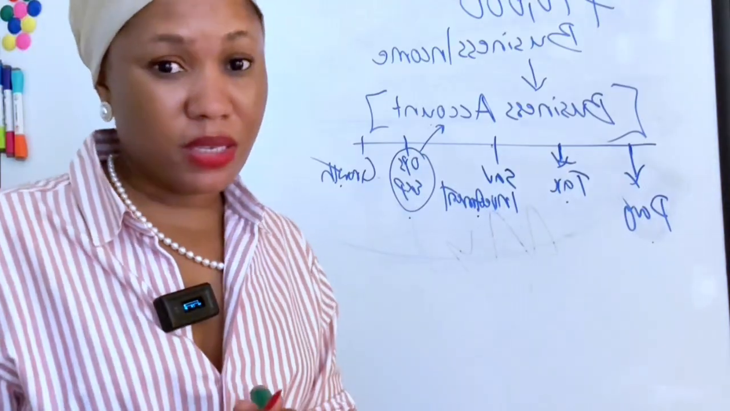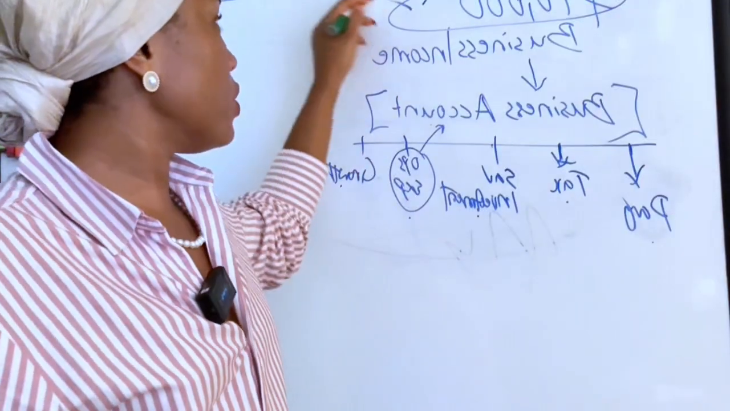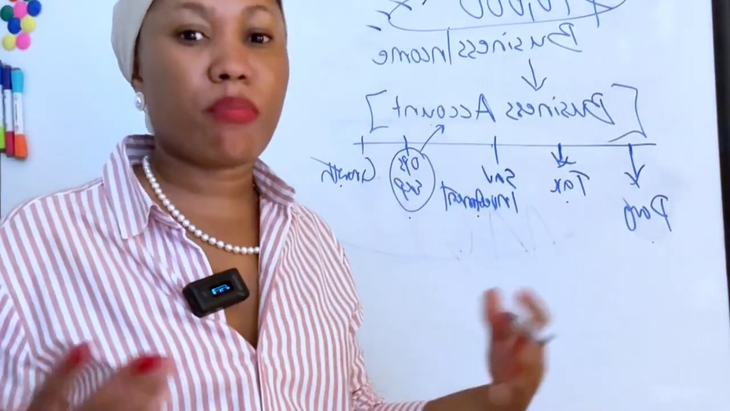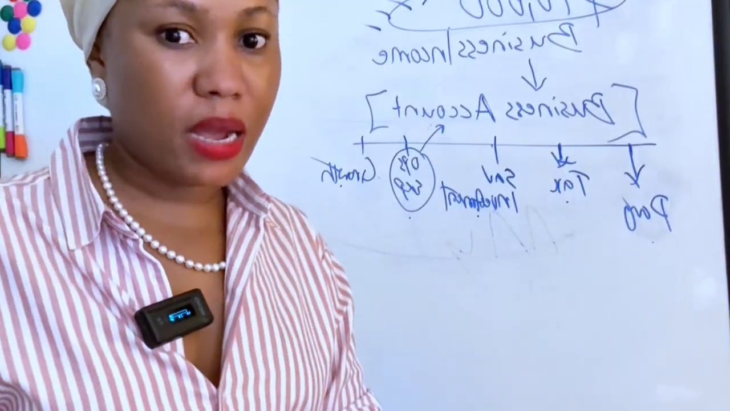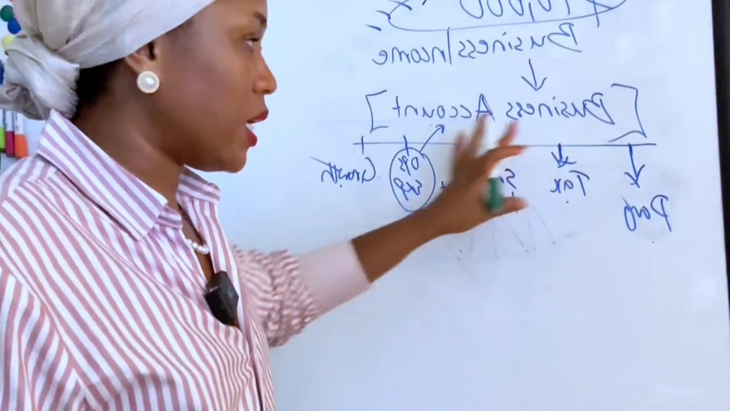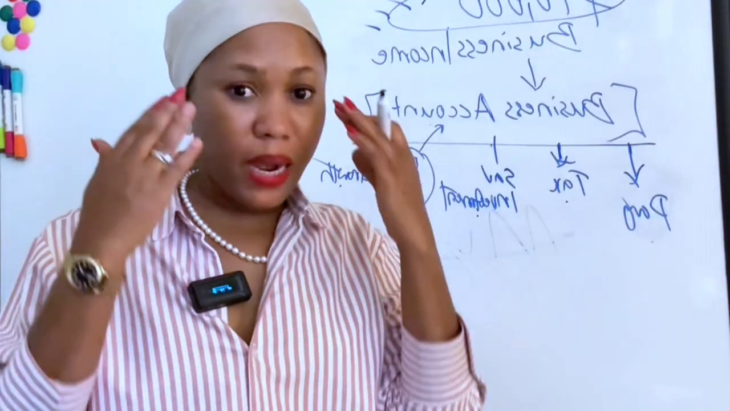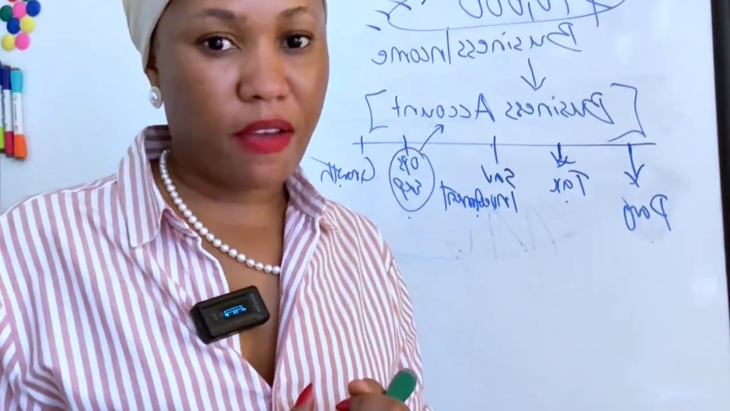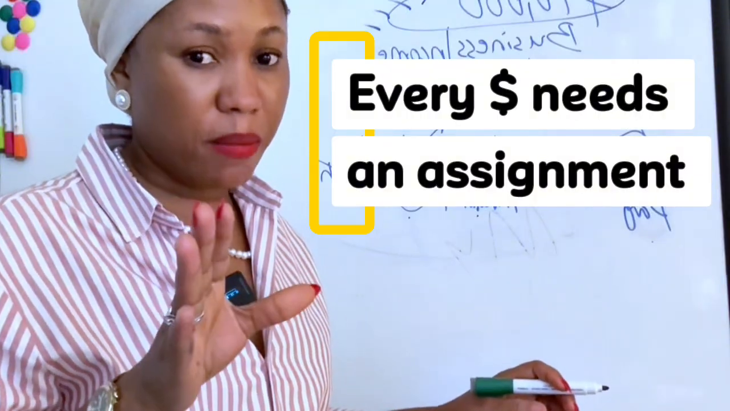Has there ever been an instance where, let's say $10,000 came into your account, and after you spent it all, you feel really broke? This is why. The problem isn't that money is not coming in. The problem is the money is not told where to go. So here's the CEO mindset shift that I want you to have. And I need you to write this down. Every dollar needs an assignment.